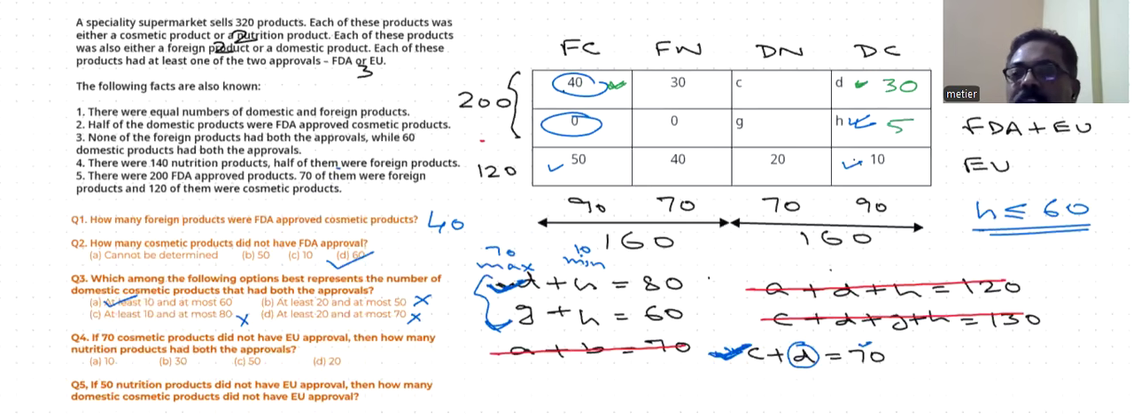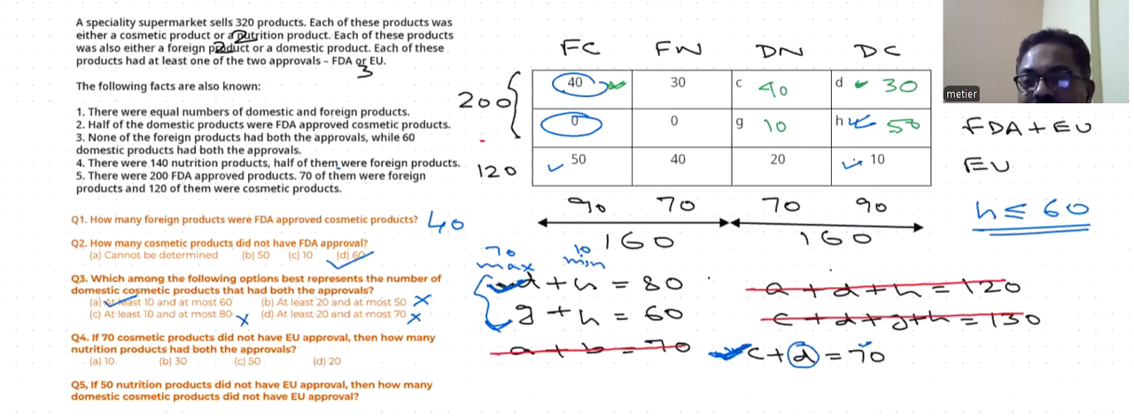If D is 30, H will be 50. And if H is 50, G will be coming as 10 and C will be coming as 40. D is 30, the column sum will be 90, D plus H is 80, that is also there. So D 30, H will be 50. And if H is 50, G plus H is 60, so G is 10.